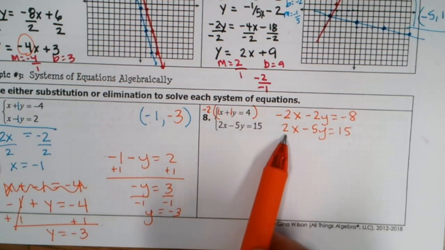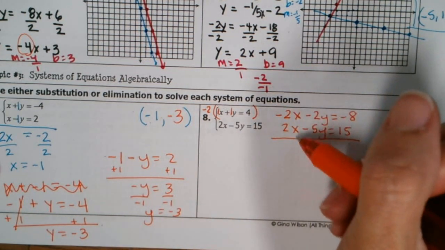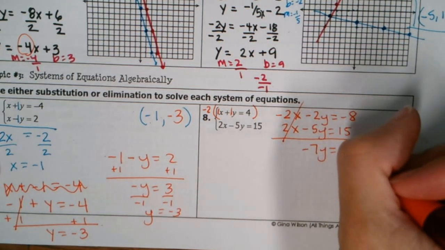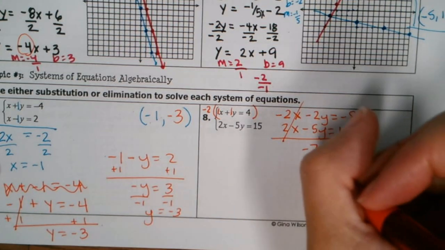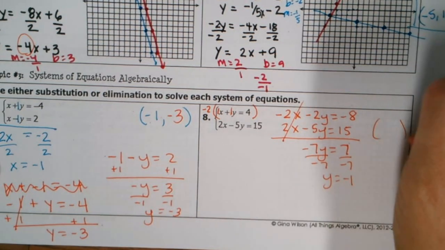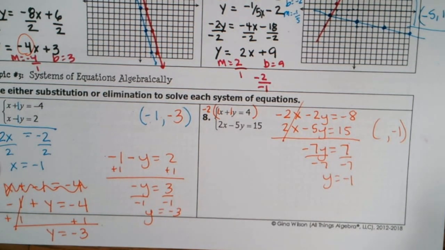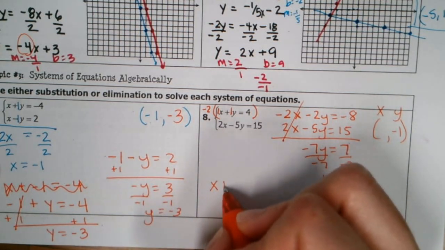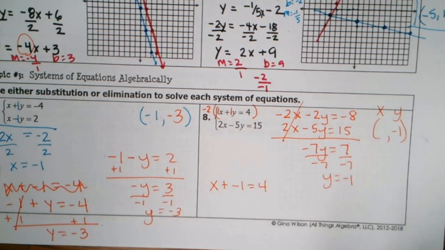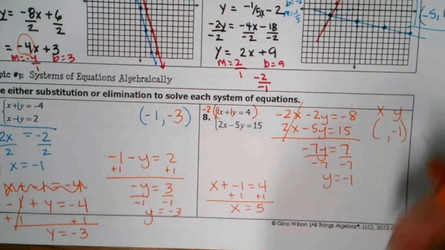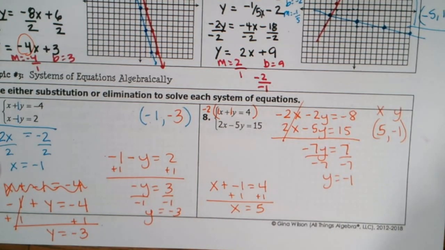Now I have opposite coefficients. When I put these together, these cancel out, and I get -7y is equal to 7. So divide by -7, and y is equal to -1. So for my solution, I have my y value. Remember, your solution goes x and then y. I need my x. So I plug in my -1, and I solve. Add 1 to each side. X is equal to 5, and I have my solution.